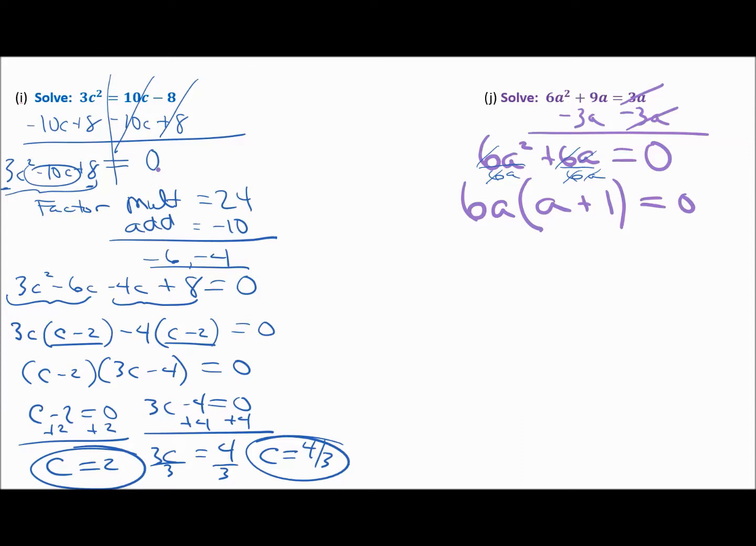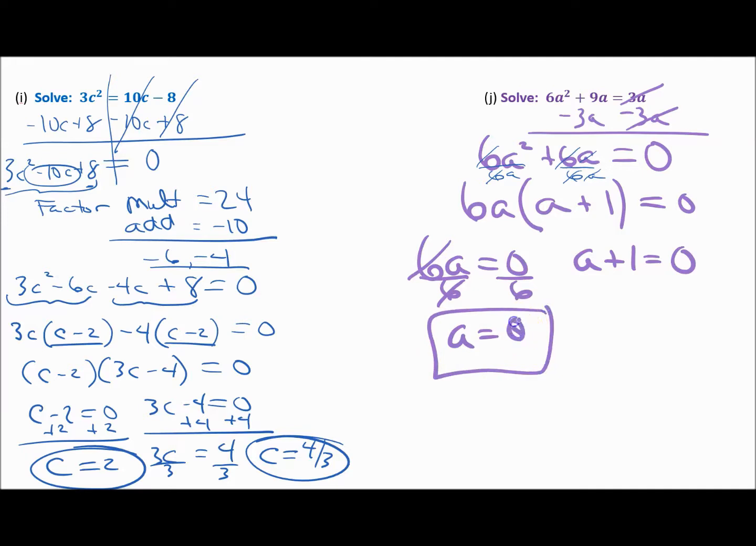I have my factors. So 6a is my first factor, I set it equal to 0. A plus 1 is my second factor, I set that equal to 0. To solve for this a, to remove the 6 that's being multiplied, I divide. So that gives me a equals, now a lot of people make a mistake. Y'all, 0 divided by 6 is 0. Okay? It's a 0. And then here I subtract 1 from both sides, and I get a is equal to negative 1.